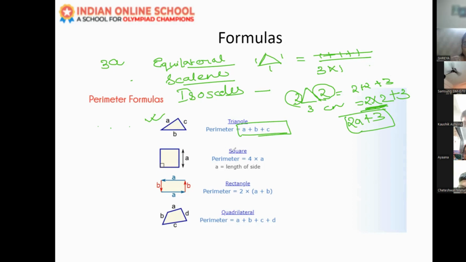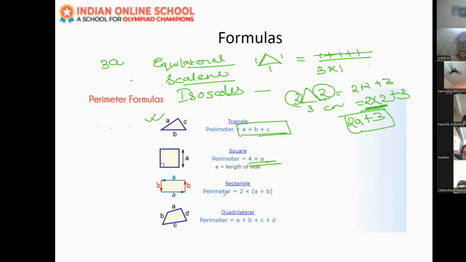Coming to the square. A square has all sides equal and is made up of 4 sides. What is the formula for perimeter? 4a, 4 into the length of each side. Instead of adding it 4 times, you can multiply directly by 4.